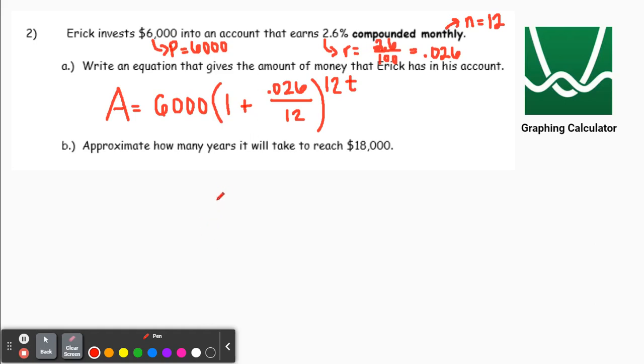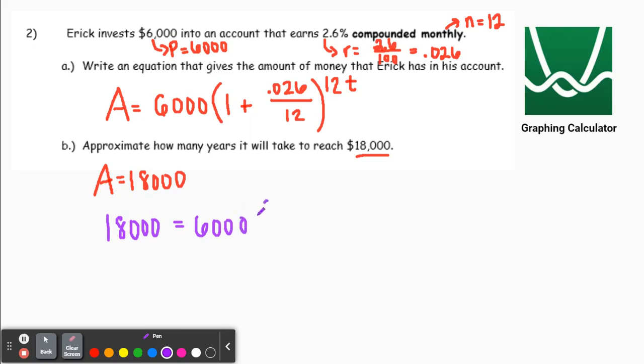In this question, we're asked to approximate how many years it will take to reach 18,000. So in this case, we're given the future value of that account. We want the A value to be 18,000, and we're going to have to solve for t. So the equation that we're going to set up looks like 18,000 equals 6,000 times (1 plus 0.026 over 12) to the 12t.